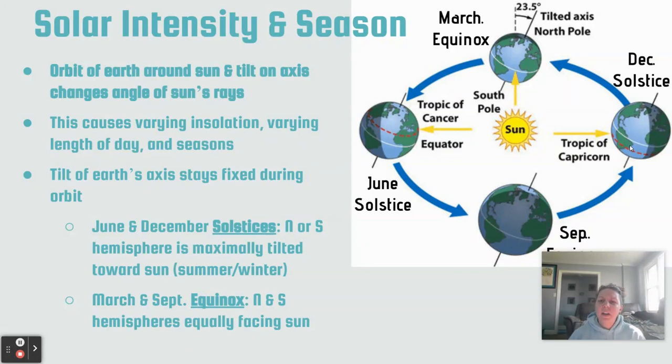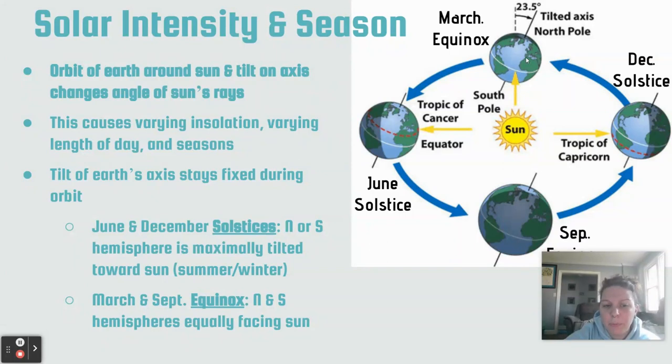Another important thing to notice here is that during these times, the sun isn't directly concentrated on the equator. If you look at your March equinox here, you can see the sun is very direct onto the equator, whereas if we look at our solstices, the sunlight is actually going to be concentrated on the June solstice about 23.5 degrees north of the equator, which we call the Tropic of Cancer. And in our December solstice, it's going to be concentrated 23.5 degrees south of the equator, which is our Tropic of Capricorn.